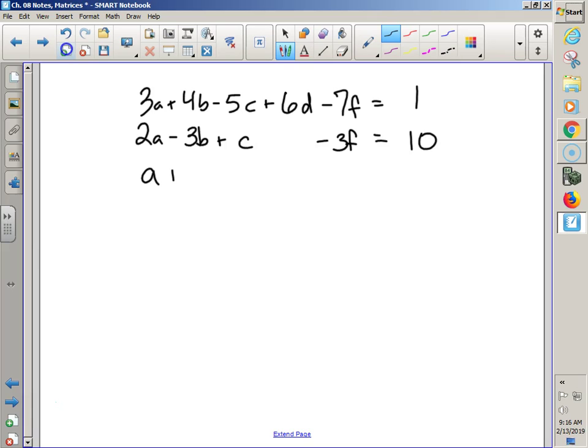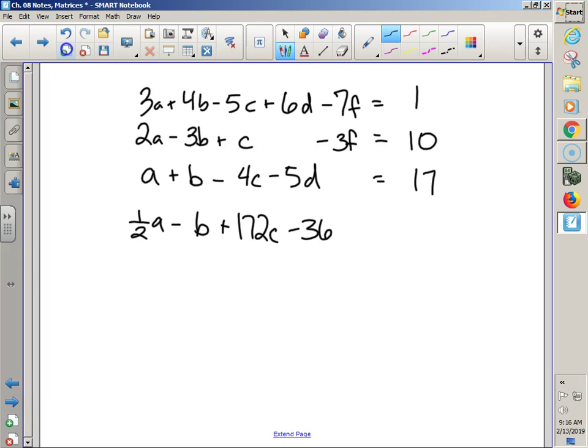Let's do a plus b minus 4c minus 5d. Let's say there's no f in that one, equals 17. Let's say 1/2a minus b plus 172c minus 36d plus 1/5 f is equal to negative 20. Wait a minute, why am I making so many equations? Because I have so many unknowns. And for however many 1, 2, 3, 4, 5 unknowns I have, how many equations do I need? Oh, so I still need one more?